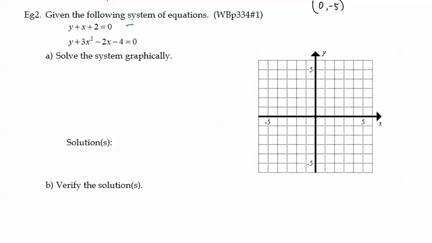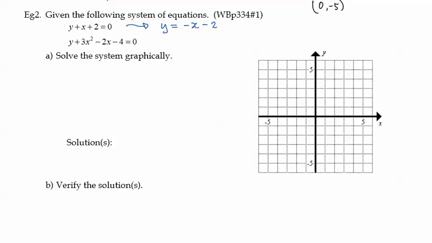I'll go back to what I've learned in the past and identify the things that we know. For example, the first equation given to us is y plus x plus 2 equals 0. By looking at the equation, I would expect getting a straight line on my graph. This is a linear function. It doesn't come with an x squared.